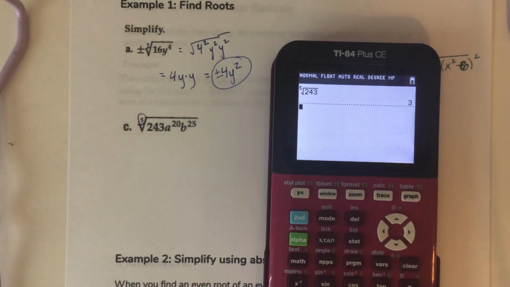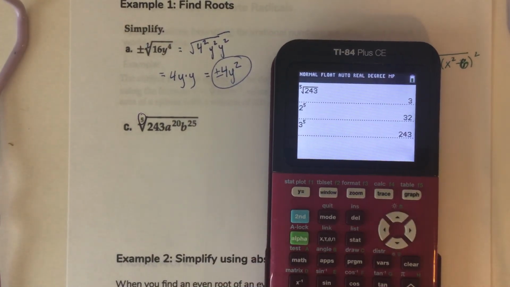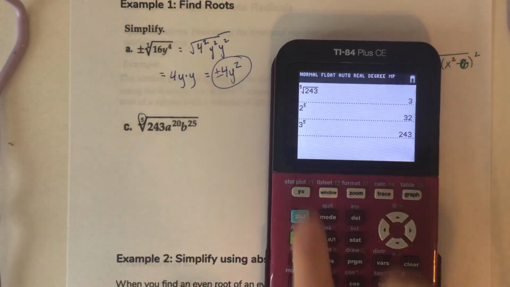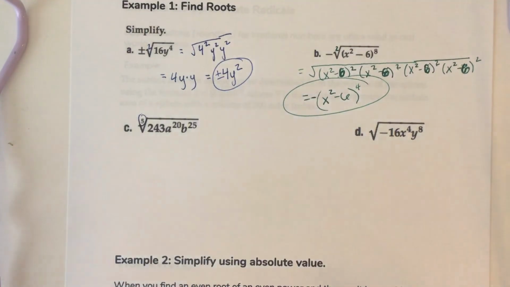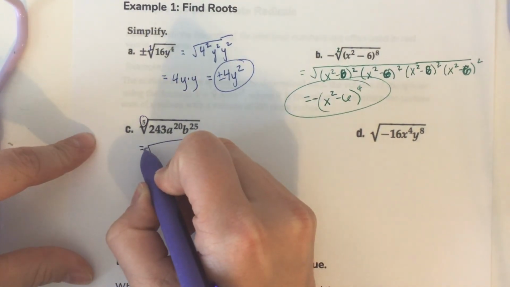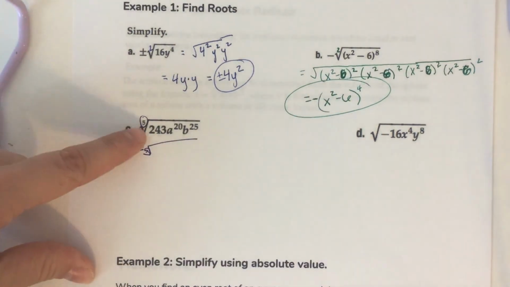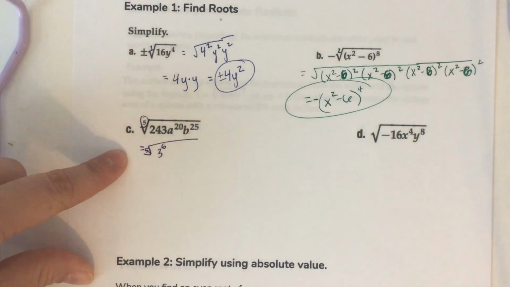Say I'm not great with my calculator and I don't know where all those buttons are. I could do a little bit of guessing and checking and say, okay, well, 2 to the 5th power is 32, so it's going to be bigger than that. 3 to the 5th power, 243. That's the number I want, so I know 3 is my number here that I'm looking for. So then breaking this down, I got my 5th root over here. Well, we just said 243 was 3 to the 5th power.